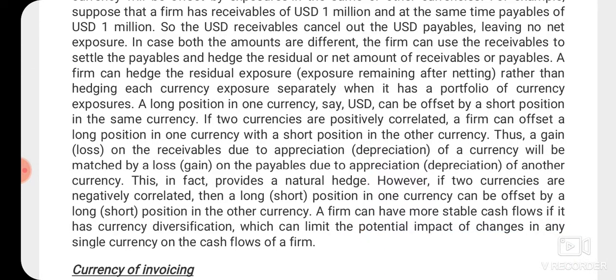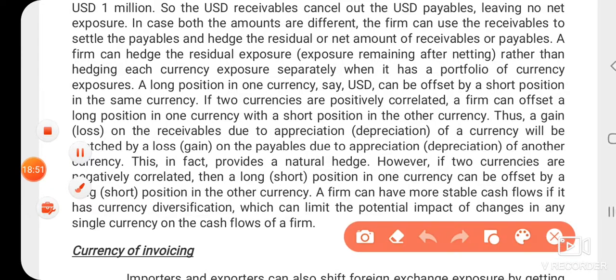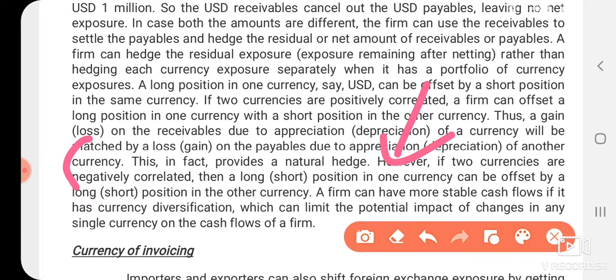Then a long or short position in one currency can be offset by a long or short position in the other currency. A firm can have more stable cash flows if it has currency diversification, which can limit the potential impact of changes in any single currency on the cash flows of the firm. If they are positively correlated, then there is no need to worry. In case of negative correlation, a long or short position in one currency can be offset by a long or short position in the other currency.